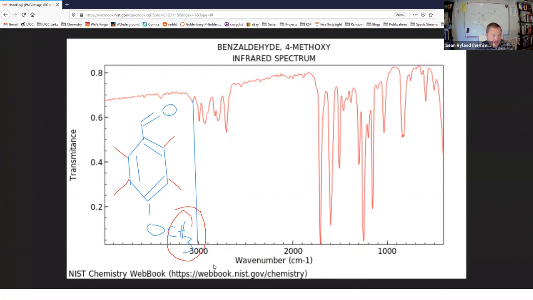You should see the hydrogens above 3000, and you should also see the overtones, but a lot of times those overtones are really hard to pick out unless you're already really sure that you've got a benzene. So supporting evidence rather than primary evidence, if that makes sense.